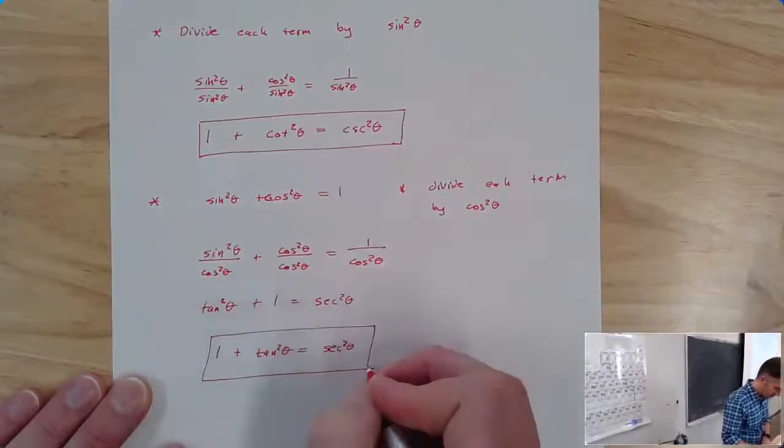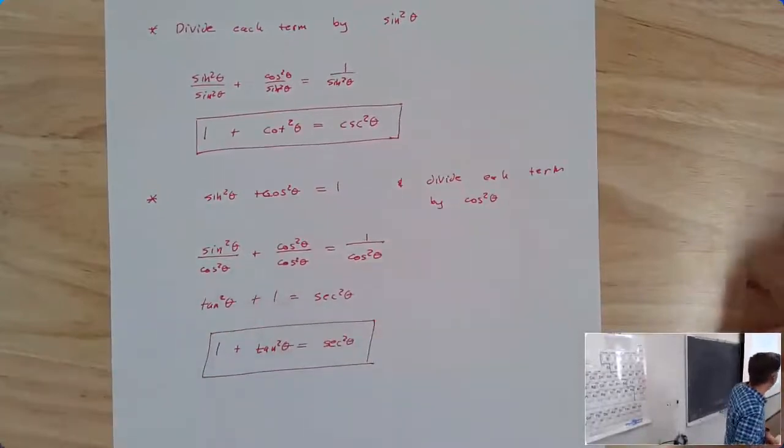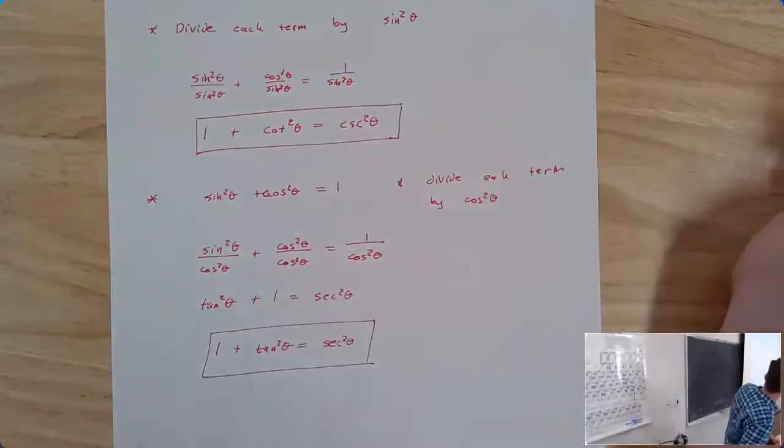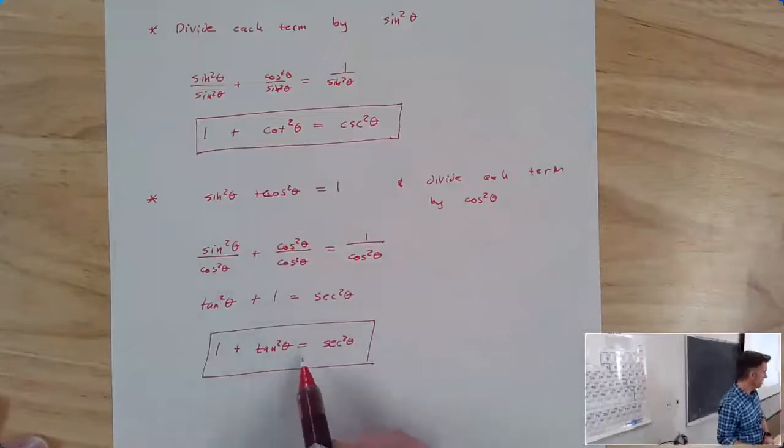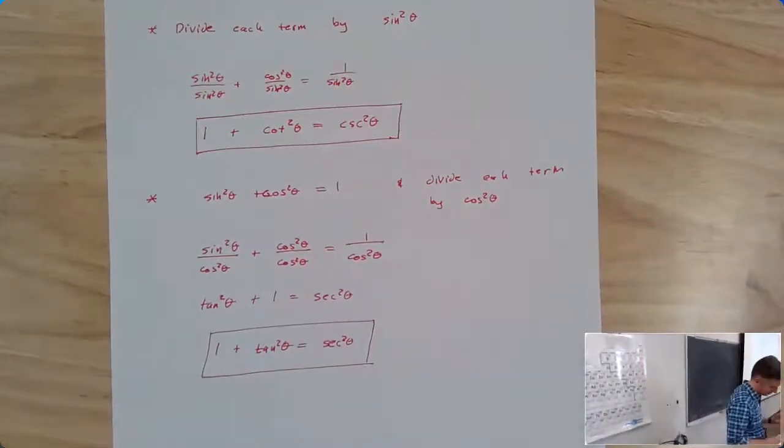Or prepare yourself for something you will probably never be able to forget, because I have not been able to since the student said it to me. The way a student told me they remember this trig identity is I tan and get sexy. Can't forget it. It's impossible. It's stuck in your head now forever and ever. So 1 plus tangent squared equals secant squared theta, or I tan and get sexy.